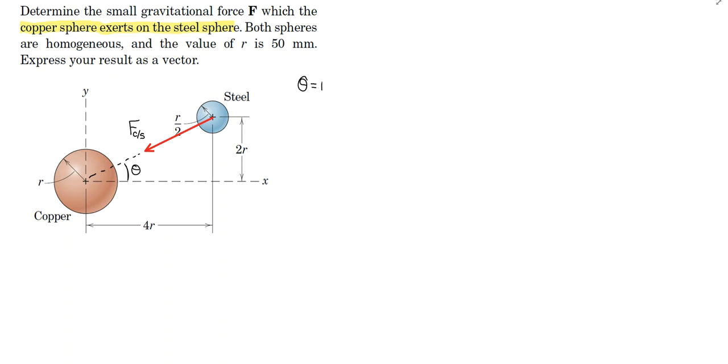Theta would be the tan inverse. If we look at this triangle that is composed of a vertical side 2r divided by a horizontal side of 4r, the r's would drop. So even though we know the value of r, it doesn't matter in our equation. So we'd have the tan inverse of 2 divided by 4, and that number is 26.6 degrees.